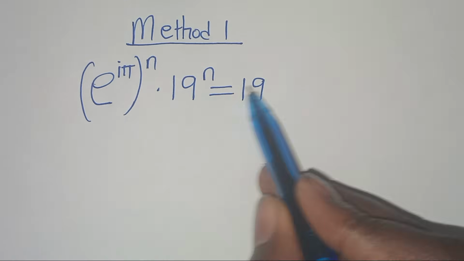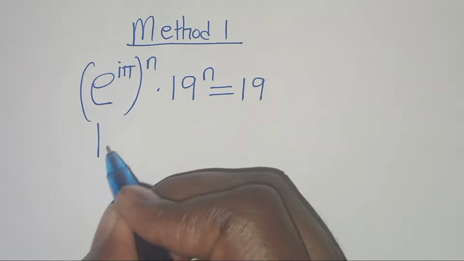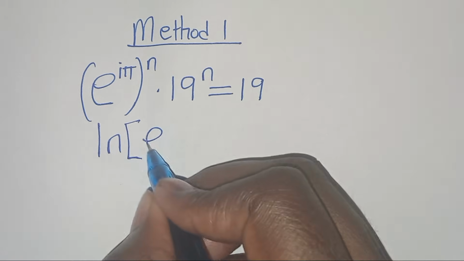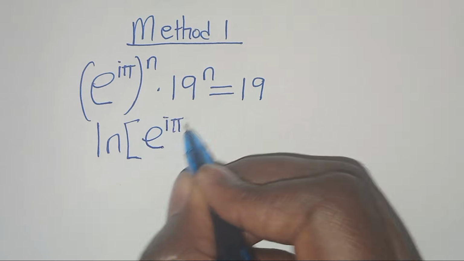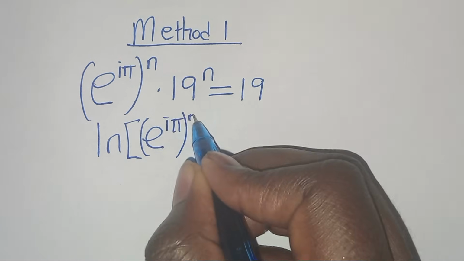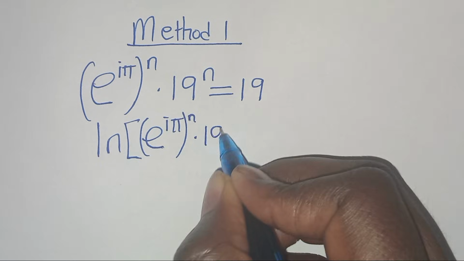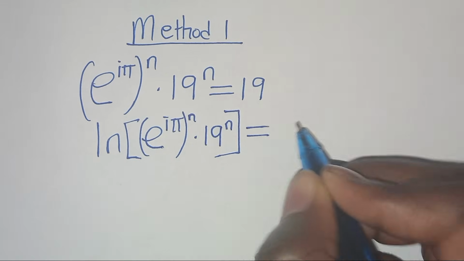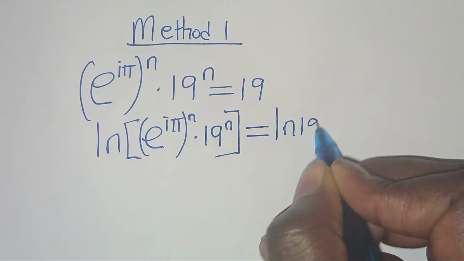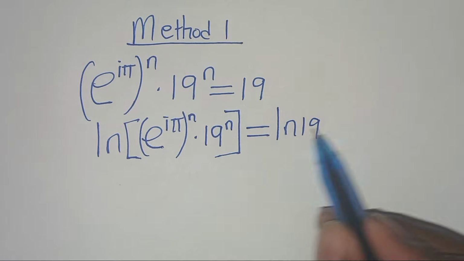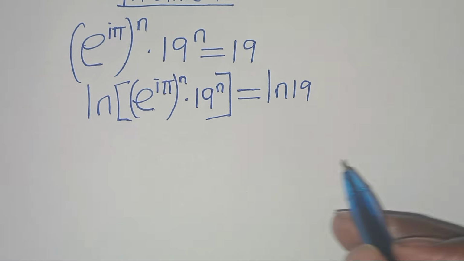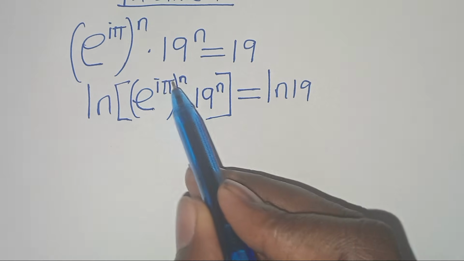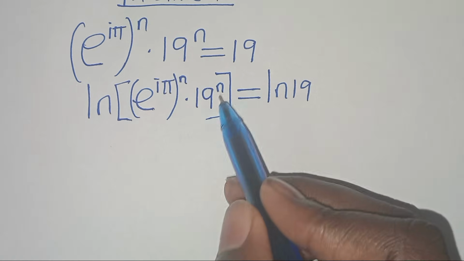Now the next step from here, let's introduce natural logarithm on both sides. So we have ln of ((e to the power of i pi) raised to the power of n times 19 to the power of n), equal to ln of 19. We apply the ln on both sides. The next step from here, we have ln of (e to the power of i pi) to the power of n times 19 to the power of n.